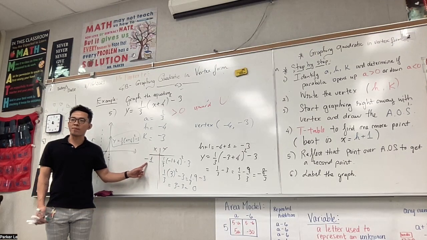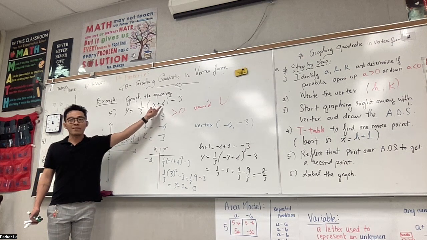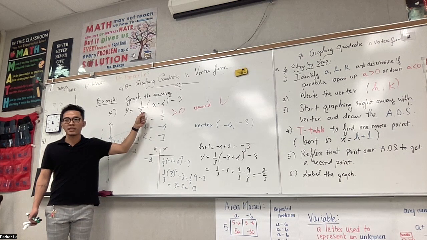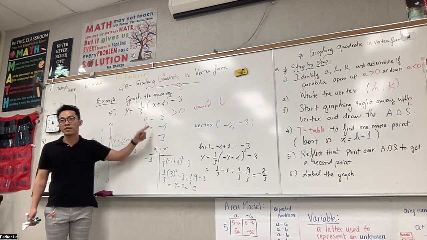To be more precise, we chose this negative 1 because the inside of the parentheses is going to give you some number that you can divide by 3. Because we want the fraction to be gone. We want the 1/3 to be gone.